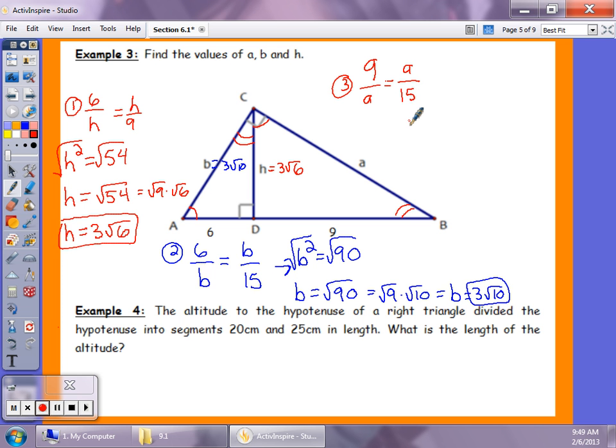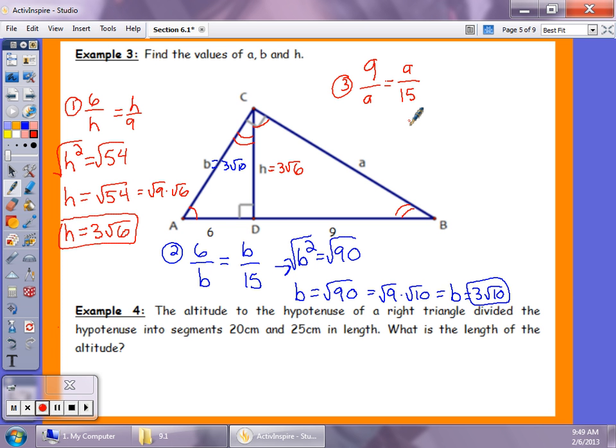If you look at all three examples, in example 1, we cross multiplied the two h's to get h squared. In example 2, we cross multiplied the b's to get b squared. And in the last example, we're going to multiply a to get a squared. So each time we're actually using the whole property of the geometric mean to find the missing segments.